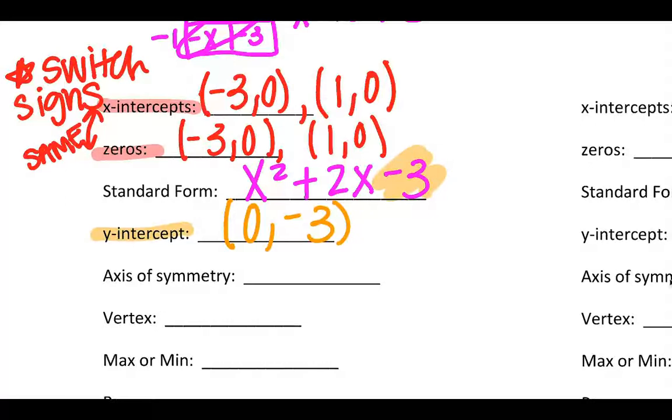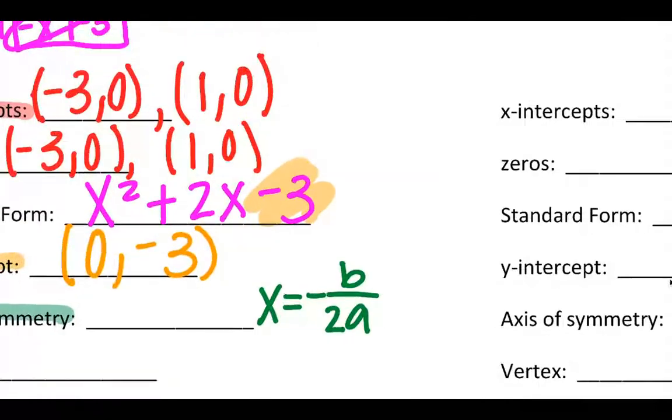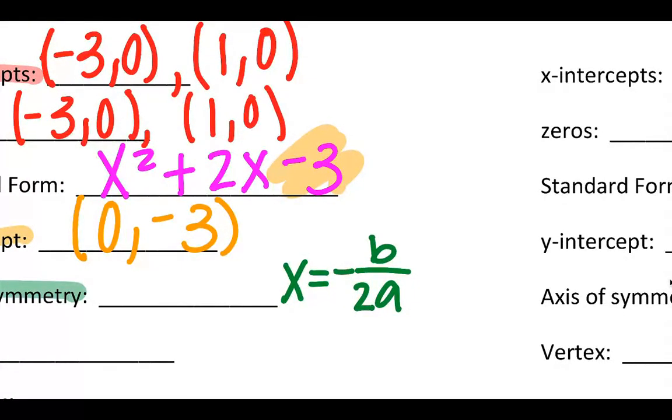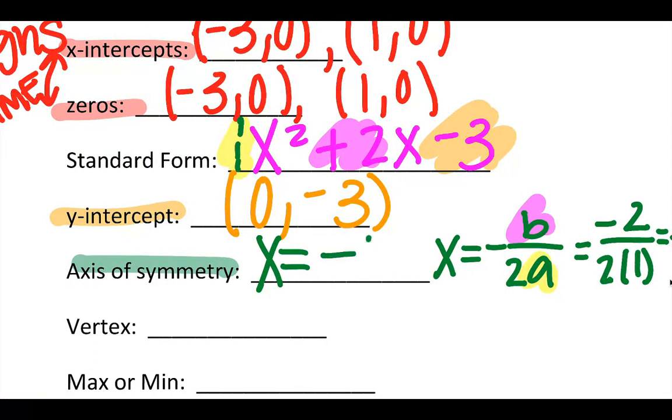Okay? Now to get the axis of symmetry, I have to use that formula again. So I'm using X equals negative B over 2A, and I'm using that standard form. In this case, A is 1. There's nothing there, right? And then my B is 2. So I've got negative 2 over 2 times 1, which is just equal to negative 1. So my axis of symmetry is at X equals negative 1.